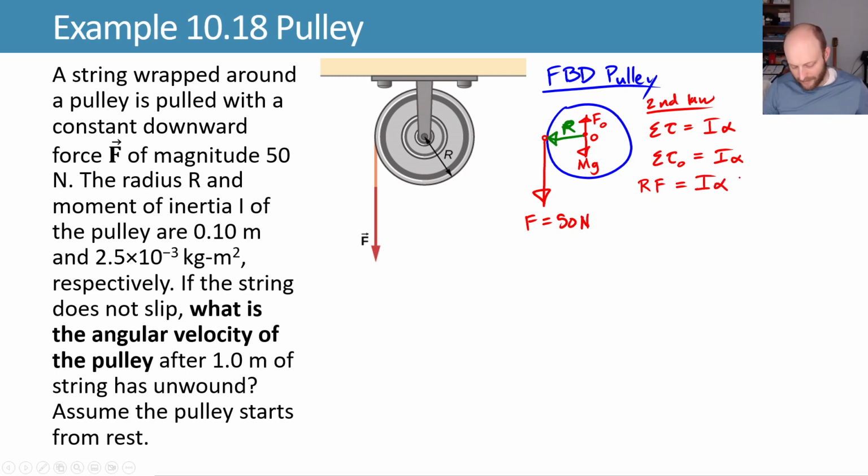All right, lovely. So now we want to know, the string does not slip, what's the angular velocity after a meter of string has unwound? Here, I don't know the amount of time this has happened for, but I do know the amount of string that is unwound, and I can relate that to the amount of spinniness that has happened based on my knowledge of the radius and the amount of string that's unwound. Let's write our work energy principle and see if that gets us anywhere.